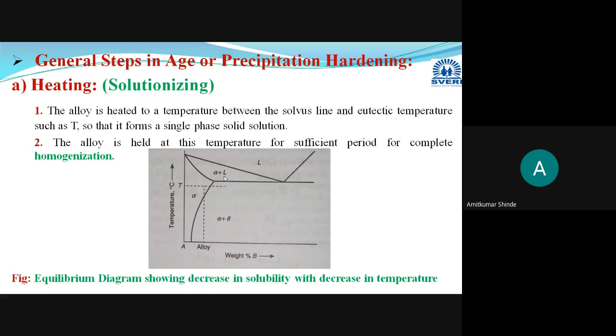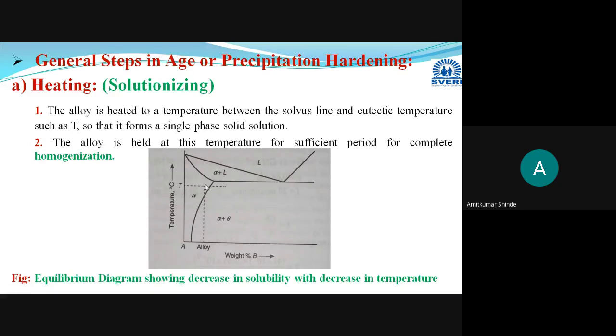Okay, single phase is there, and this we are obtaining by doing the heating above solvus temperature and below the eutectic temperature, and holding that alloy at that particular temperature for some specific period of time, so that there will be single phase solid solution. This process will be termed as heating process, or it is also known as solutionizing process, or it is also known as homogenization.